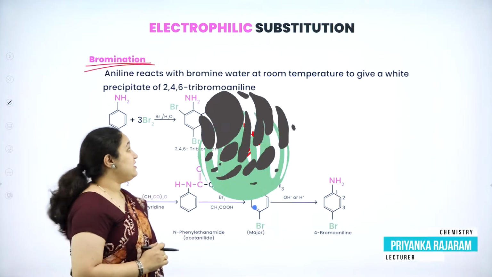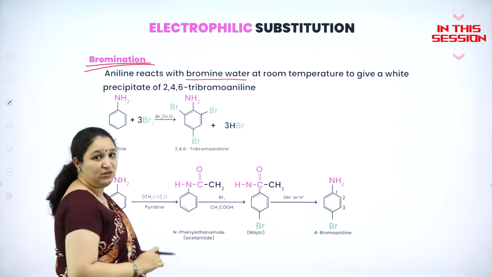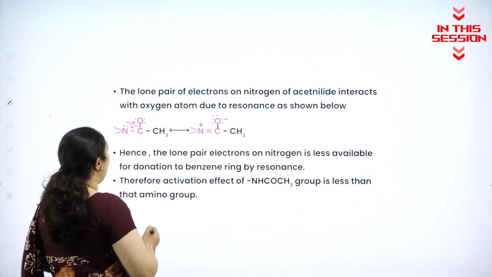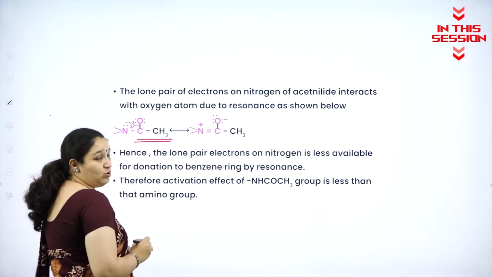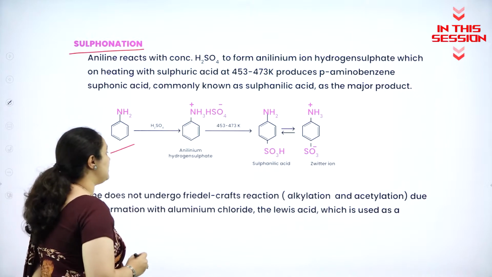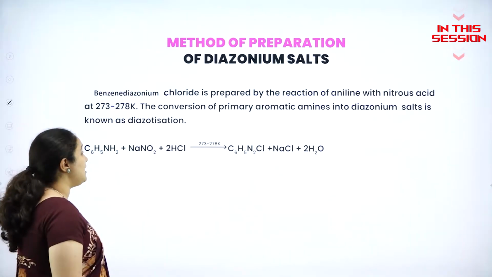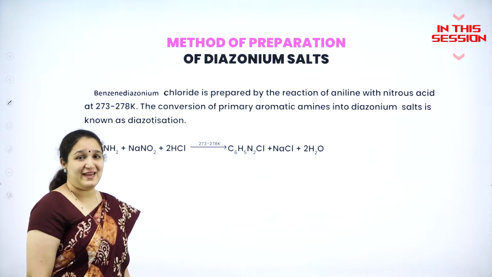Aniline reacts with bromine water at room temperature. So nitrogen is now attached to COCH3 group. Then you do the nitrating mixture reaction to get NO2 group. Aniline reacts with concentrated sulfuric acid to form anilinium hydrogen sulfate. Next is method of preparation of diazonium salts.